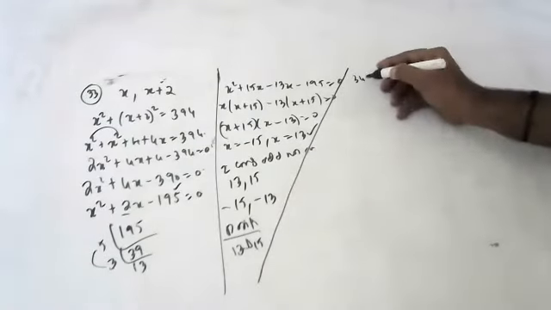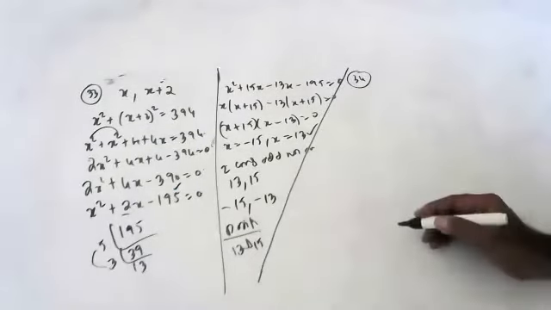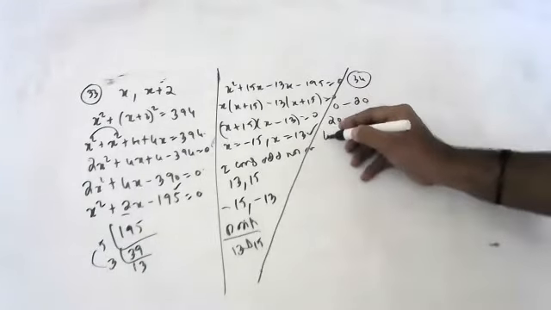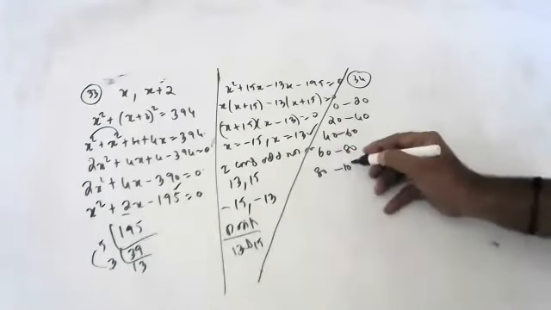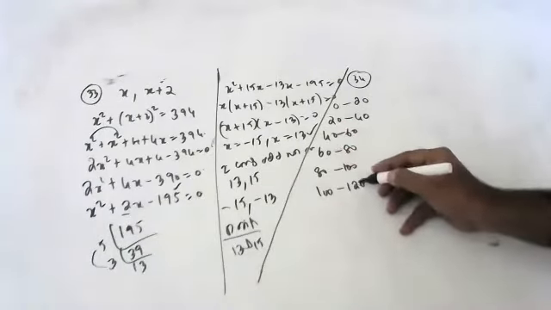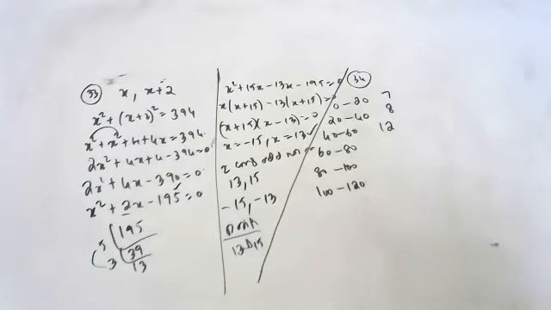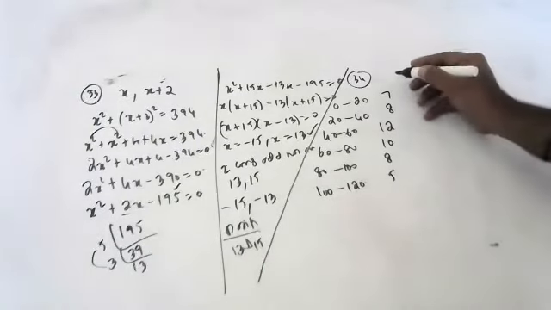Okay, children, next question, 34th. Questions like this. Classes 0 to 20, 20 to 40, 40 to 60, 60 to 80, 80 to 100, 100 to 120, with frequencies 7, 8, 12, 10, 8, 5. Okay, children.